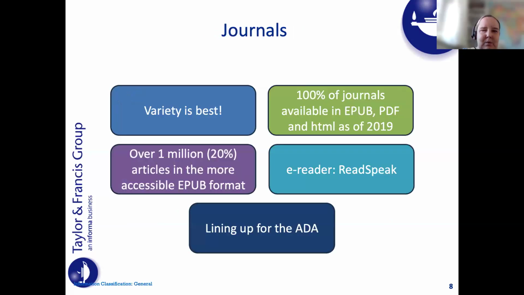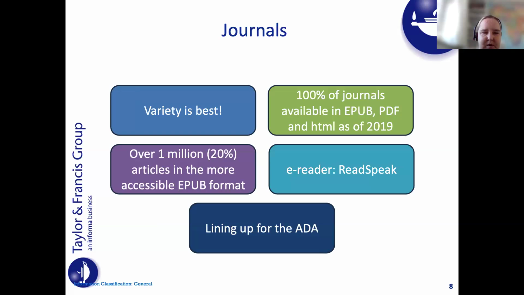So we do a lot of work on journals, as you can imagine, with nearly 3,000 every year. I won't focus too much on this, but this is what we're looking at for the Americans with Disabilities Act. It's not part of the European Accessibility Act yet, but it could very well be in a future iteration of that directive. But certainly for the Americans with Disabilities Act, it is.